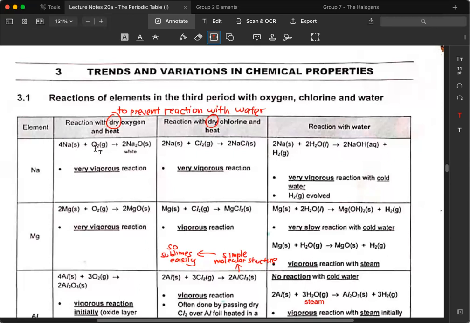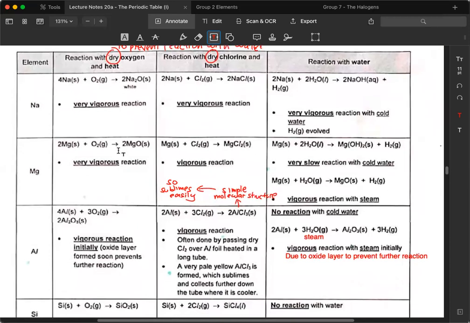Sodium with oxygen forms sodium oxide. That's quite obvious. And because sodium is a very reactive metal, the reaction will be very vigorous. Likewise, magnesium, although it's not as reactive as sodium, will still have a vigorous reaction with oxygen, but definitely less reactive.